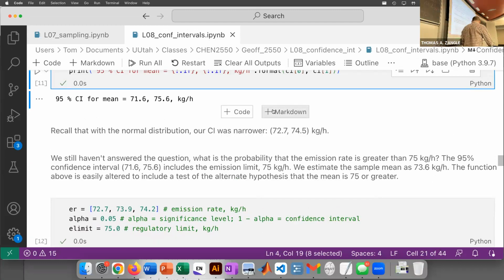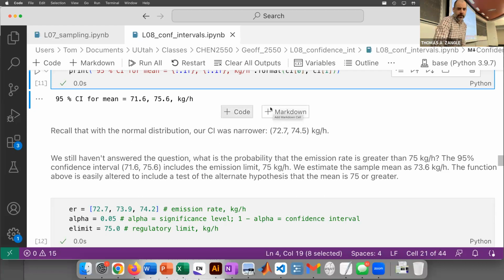So we can see that our 95% confidence interval from those three measurements, even though those three measurements had a mean that was below the limit, we cannot say with 95% confidence that the mean is not greater than the limit, which was 75.